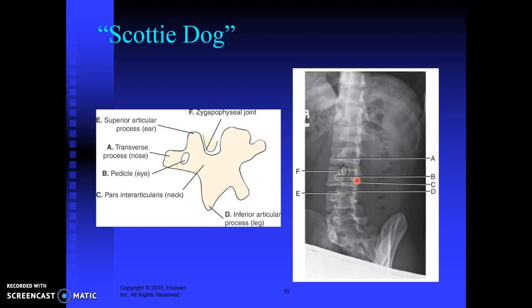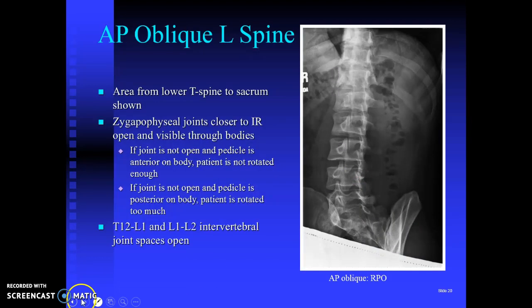of our Scotty dog. So for an APO-blique radiograph, we want to identify the entire lumbar spine with the open zygapophyseal joints and identify the Scotty dog.